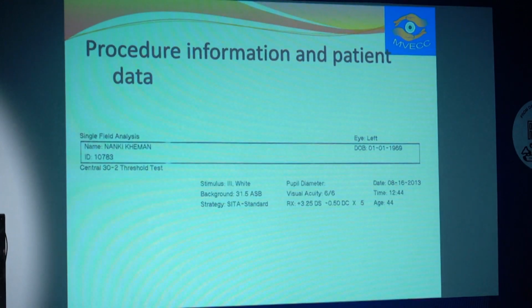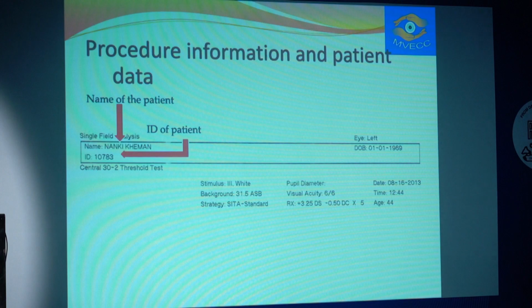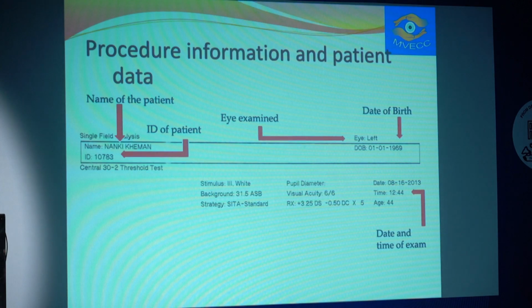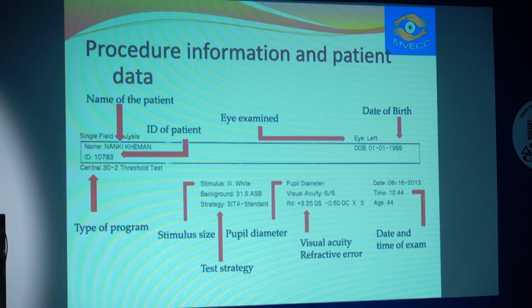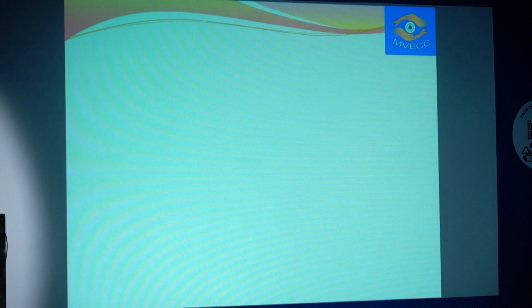So what this gives us is the name of the patient, because there could be various patients. The ID of the patient, because sometimes there could be two patients with the same name in your OPD. The eye to be examined, the left or the right eye, the date of birth, because the data is compared to the age matched normals. The date of the exam, because the patient can have various visual fields. The visual acuity and refractive error to be properly placed, the pupil diameter, the test strategy, because we can compare standard with standard better, the stimulus size, the type of program. This all is given in the upper part of the visual field printout.